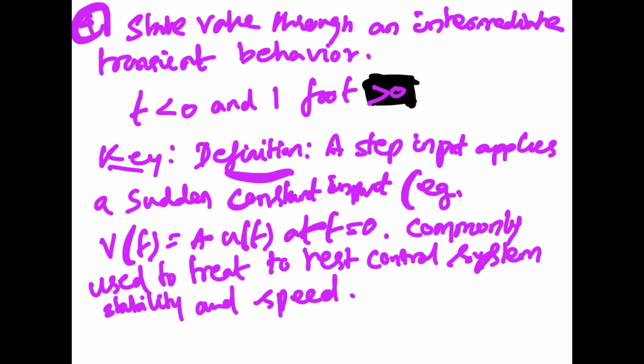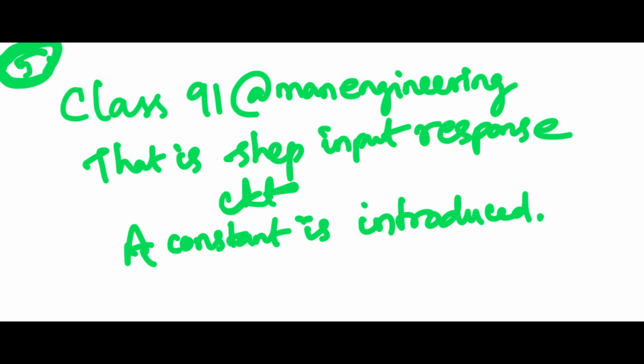Key definition: a step input applies a sudden constant input. Example, v of t is equal to A u of t at t is equal to 0. It is commonly used to test control system stability and speed. With a step input, a pole is introduced at the origin. That is step input.